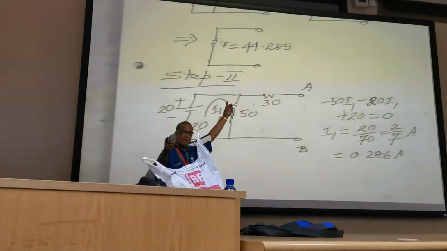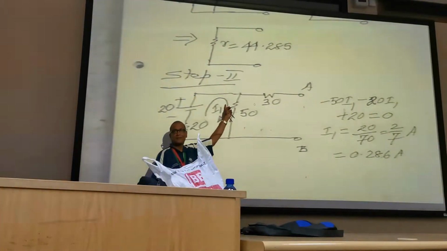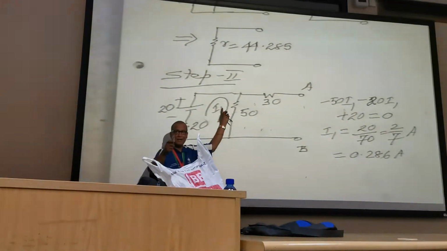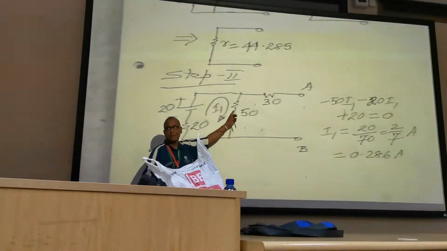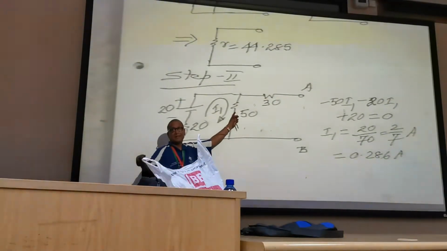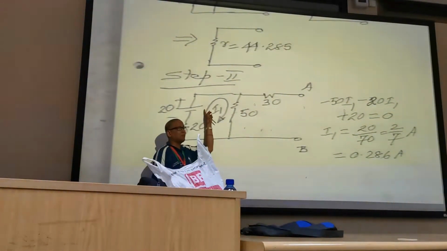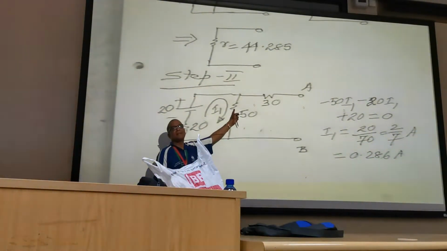Final answer, if the assumed direction is wrong, then the answer will be negative, meaning I1 will be negative. Then the actual direction will be the opposite direction. That doesn't matter. Either you get positive I1 or negative I1. If you take this direction, I1 is positive as per the equation. If you take the plus way, 20 plus 50, you will have I1 with the same value but negative.